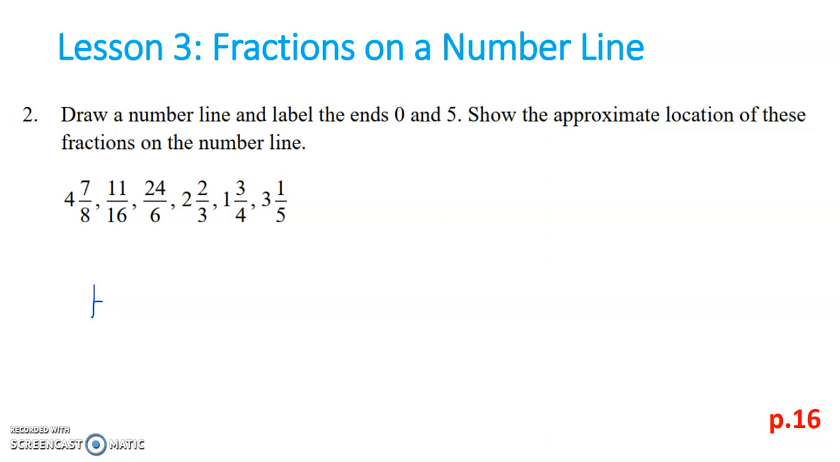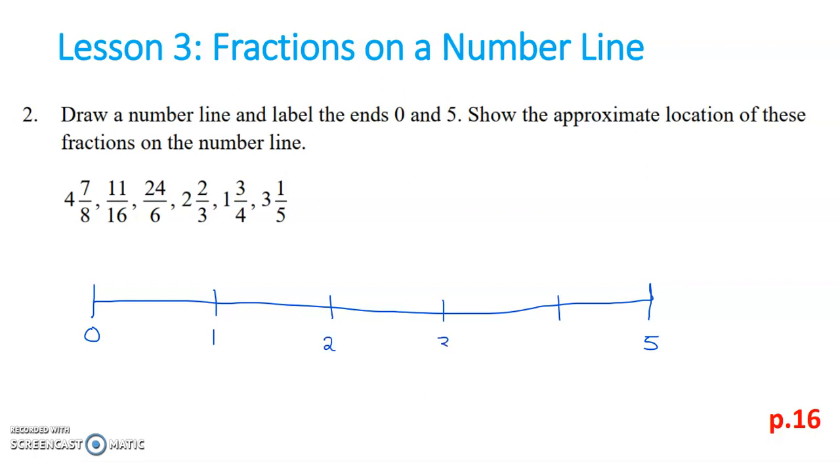So we're going to create a number line, and forgive me because mine's going to look pretty rough, starting at 0, ending at 5. And so I'm going to try my best to equally space these. So 1, 2, 3, 4. So I'm going to put those in. 1, 2, 3, 4.